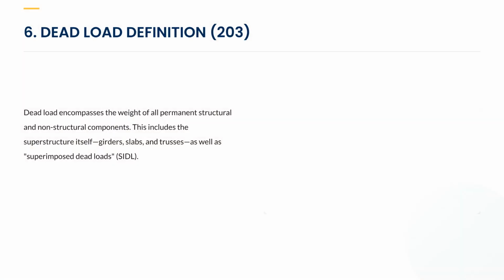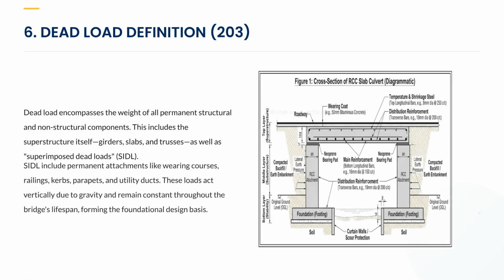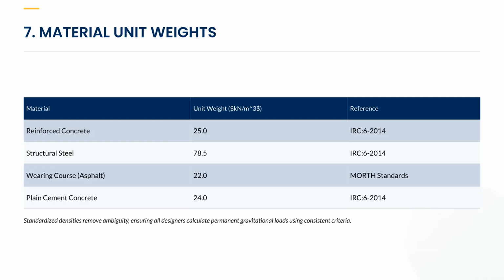Dead load encompasses the weight of all permanent structural and non-structural components. This includes the superstructure itself, as well as superimposed dead loads like wearing courses, railings, and utility ducts, acting vertically throughout the bridge's lifespan. The code provides standard material unit weights, such as reinforced concrete at 25.0 kilonewtons per cubic meter and structural steel at 78.5 kilonewtons per cubic meter. Standardized densities ensure all designers use consistent criteria when calculating permanent gravitational loads.